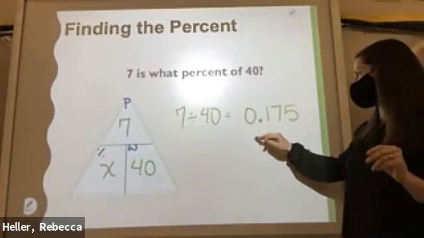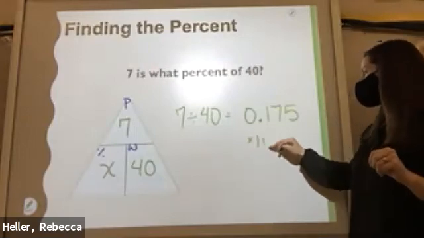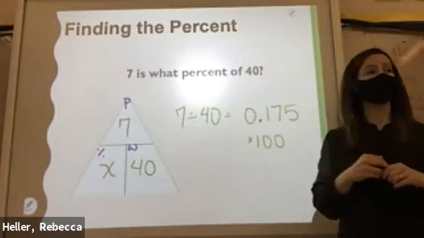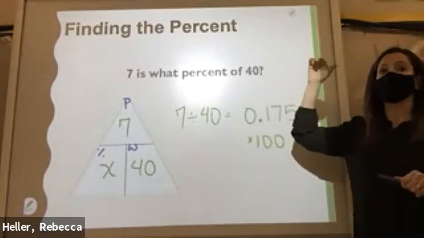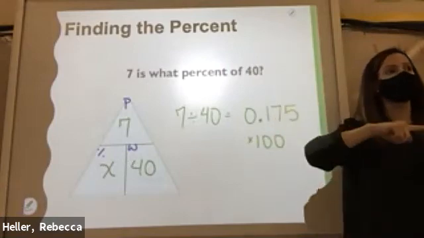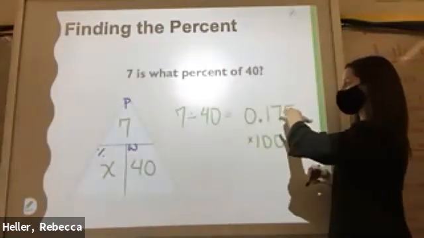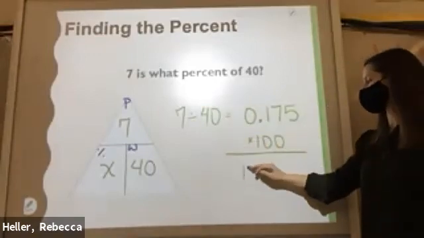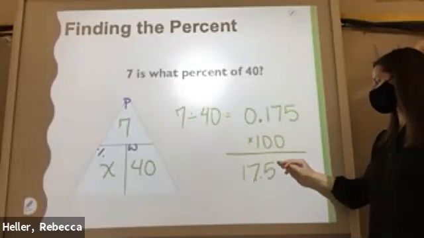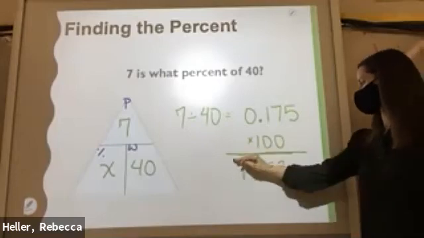So a little bit different, because this time, instead of going from a percent to a decimal, we're going from a decimal to a percent. So instead of dividing by 100, where we move it 2 spaces to the left, we multiply by 100, which moves the decimal 2 spaces to the right.